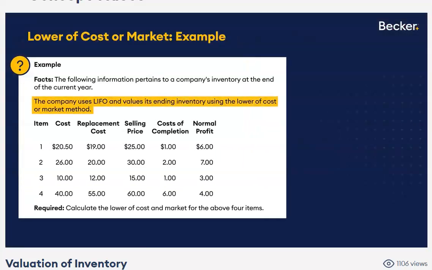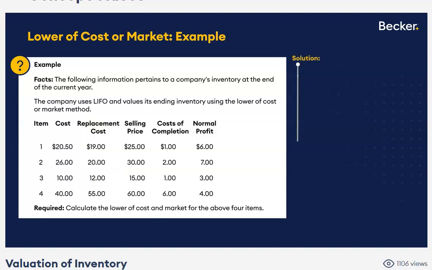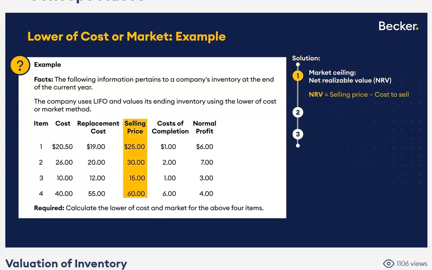Okay, so I see LIFO or retail inventory. I immediately think lower of cost or market. I've got to find my middle value, my market value. So they've given me replacement cost. That's one option. Now I've got to calculate net realizable value. So for each of those four items, take your selling price minus your cost of completion, your cost to sell. There's your net realizable value. So for item number 1, 25 minus 1, 24.